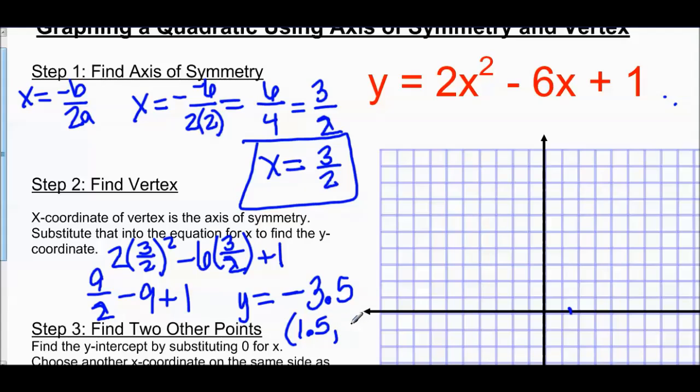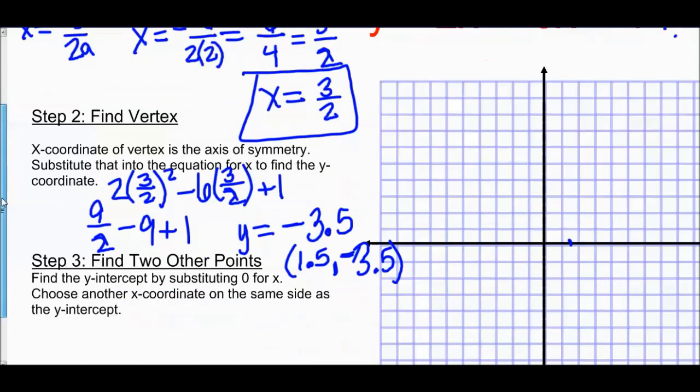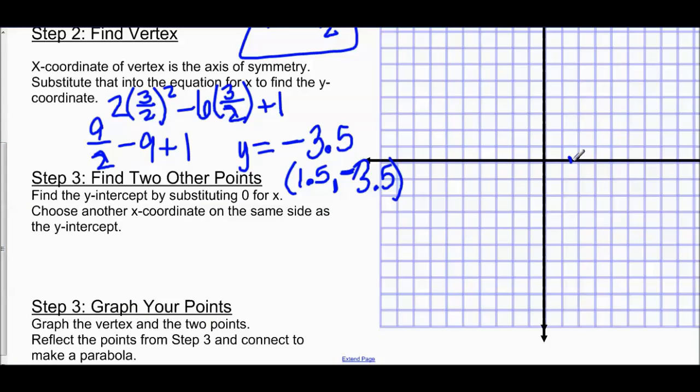And the y value is negative 3.5. So let's graph that. Positive 1.5, down 1, 2, 3.5. So right there is the vertex. I'm going to go ahead and put a dotted line here. That's not part of the graph, that's just showing the axis of symmetry.